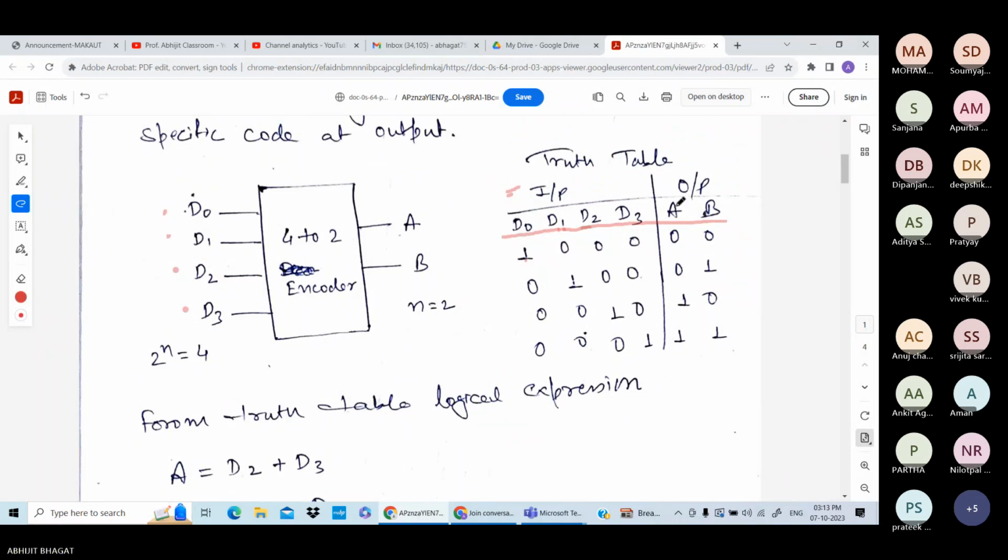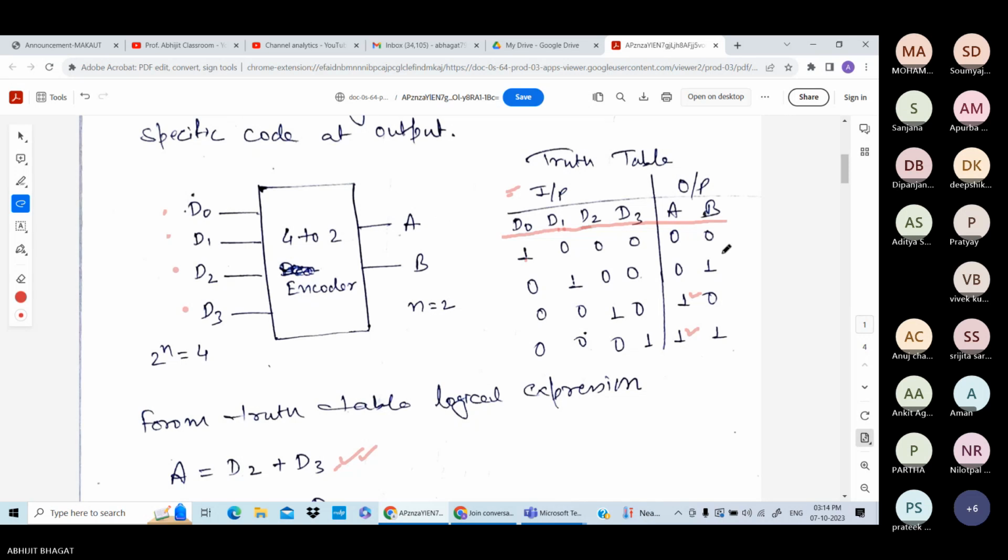A is 1 at this point and A is 1 at this point. Okay. So your A will be D2 plus D3, where it is 1. At D2 it is 1 and at D3 it is 1. So your A will be D2 plus D3. Clear?